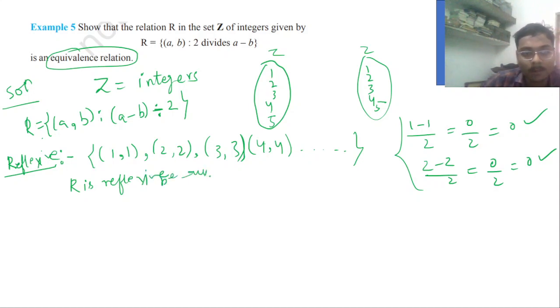So what we are going to write: R is reflexive because (1,1), (2,2), and so on belong to R. Now our second part is symmetric.